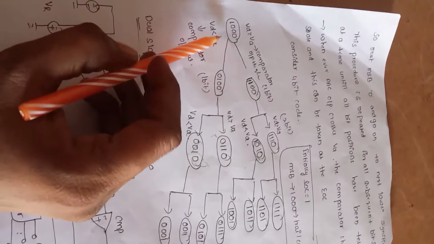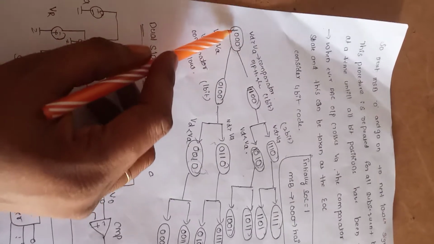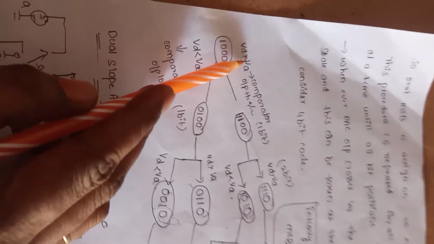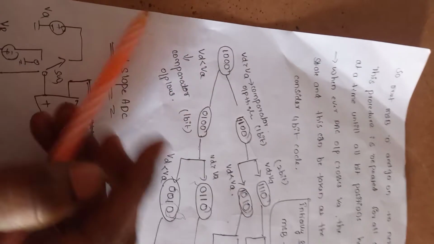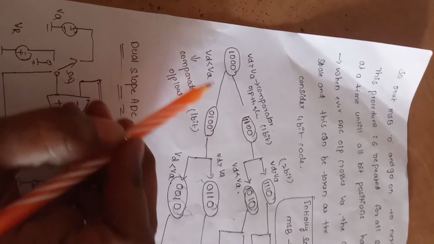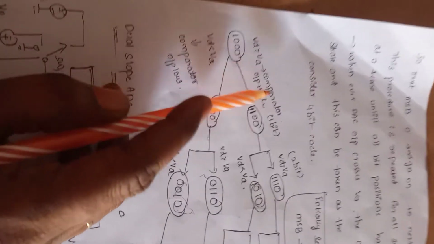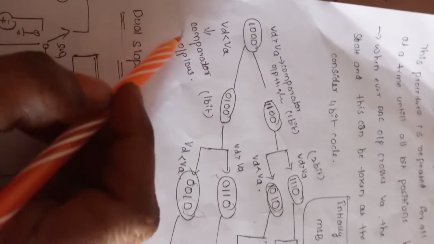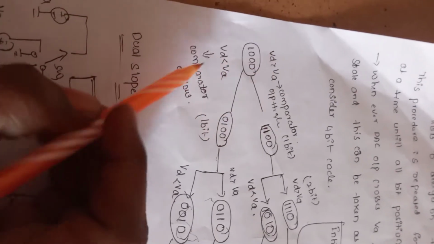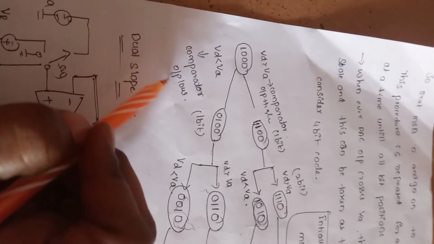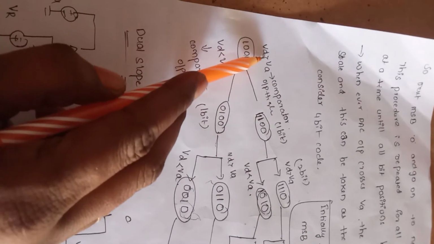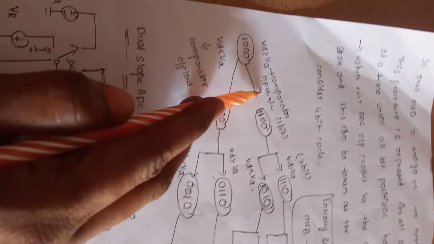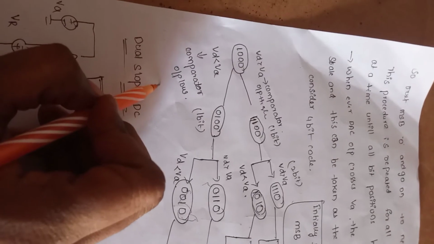So consider this data, 1000. In that case you have to consider two cases: one is VD greater than VA and the second is VD less than VA. Whenever VD is greater than VA, the comparator output is high. This is for the first bit. And at the same time, if VD is less than VA, the comparator output is low. Here the non-inverting voltage is high, and here the inverting voltage is high. So here it is high output and here it is low.